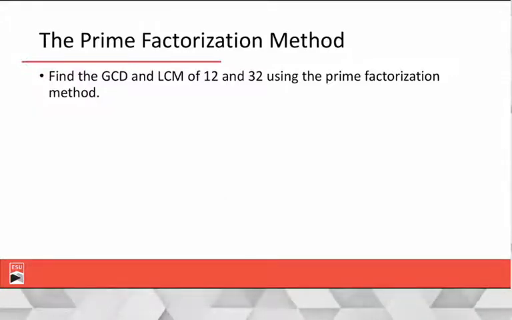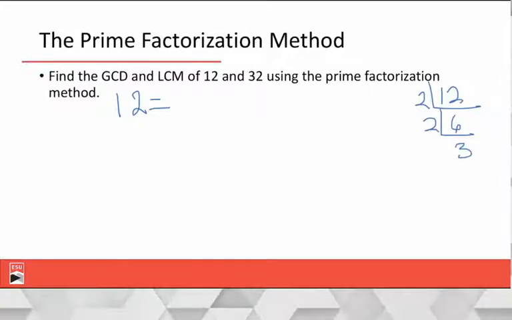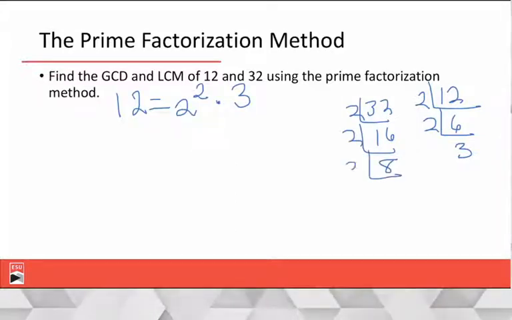So first, let's write the prime factorization of 12. Well, 12 is, I'll do my scratch work over here. I can take a 2 out, I get a 6. I take a 2 out, I get a 3. 3 is a prime, and so its prime factorization is 2 squared times 3. Same with 32: 2, 16, 2, 8, 2, 4, 2, and 2. So we have 1, 2, 3, 4, 5 2s. 32 is 2 to the 5th.